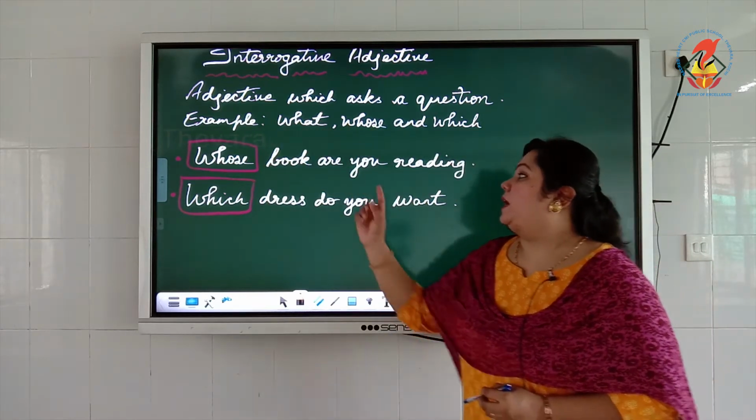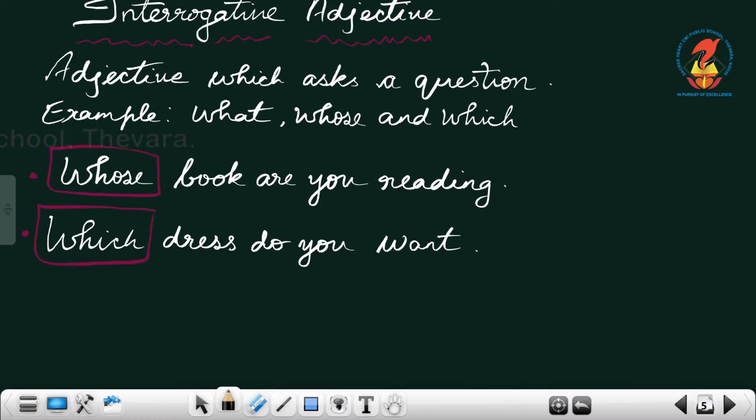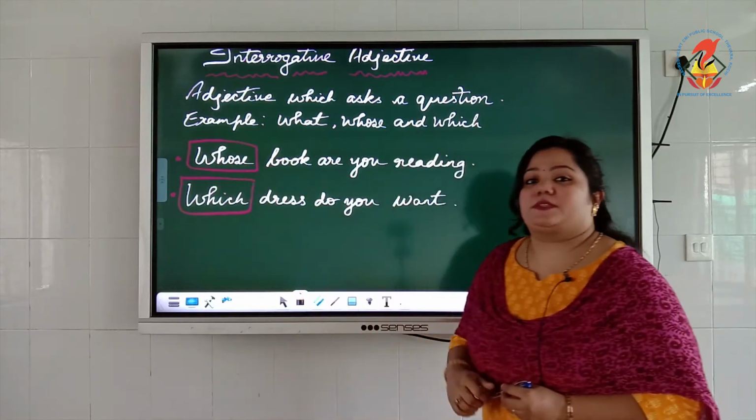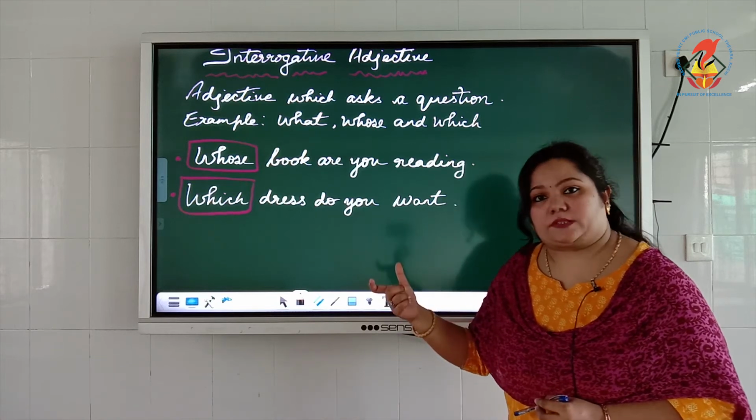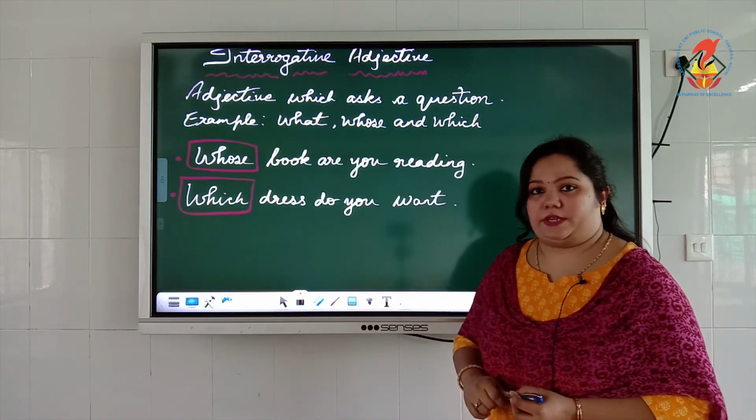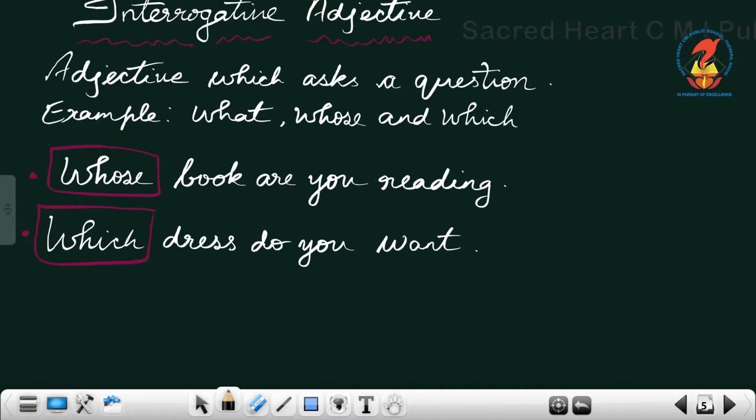Okay? Now, look at the sentence over here. Whose book are you reading? Right? And which is the interrogative adjective here? Whose. Because that is a word that depicts a question. Whose book are you reading? Similarly, which dress do you want?